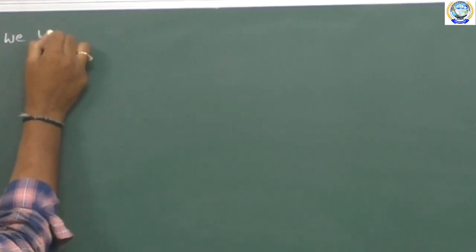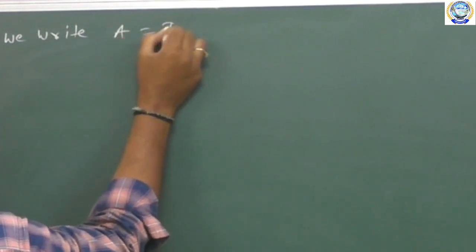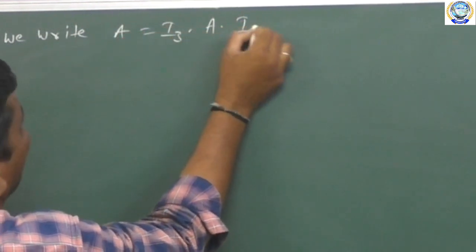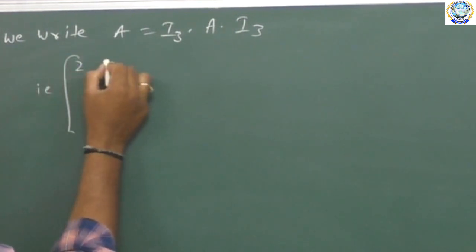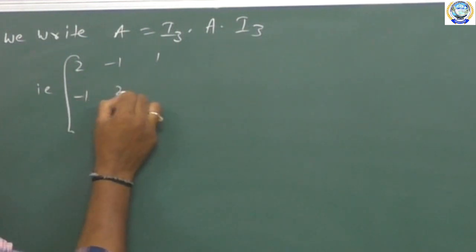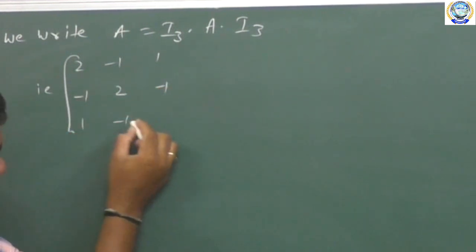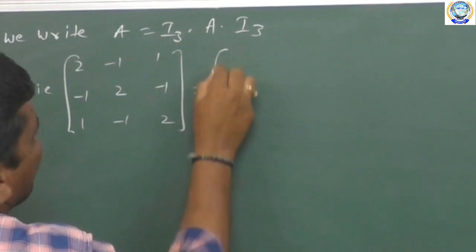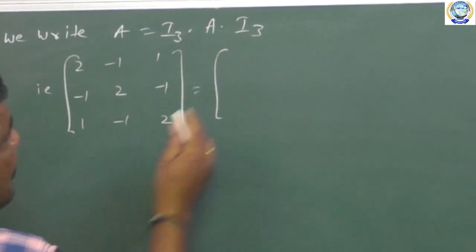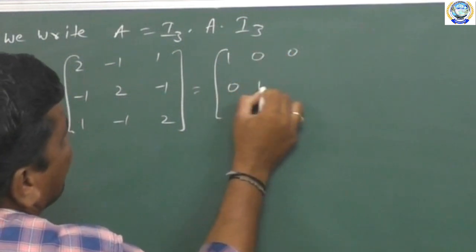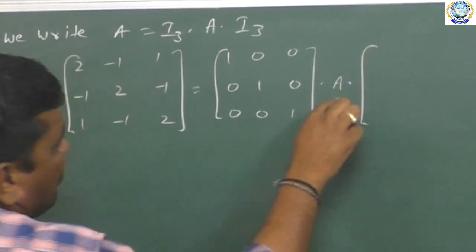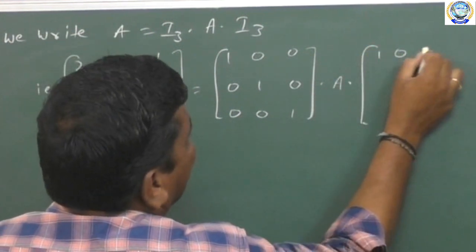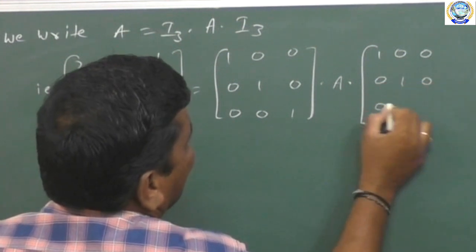In step 2, we write A is equal to I3 into A into I3. That is, A is [2 -1 1; -1 2 -1; 1 -1 2] equal to, here I3 is the third order identity matrix, that is [1 0 0; 0 1 0; 0 0 1]. A is fixed up to last, and I3 is [1 0 0; 0 1 0; 0 0 1].